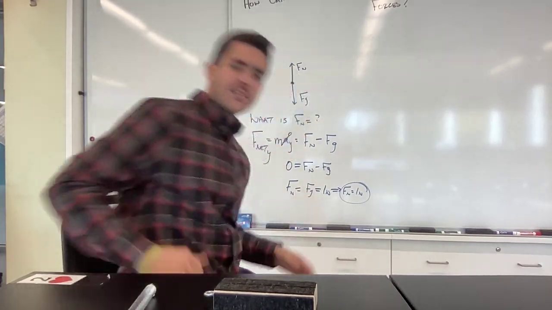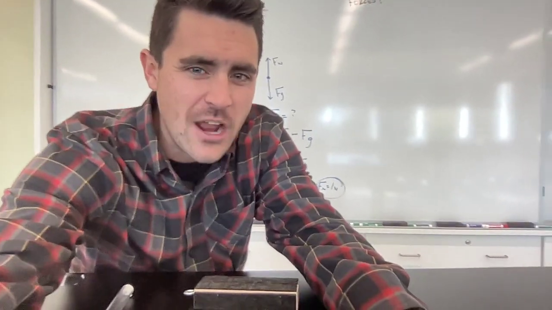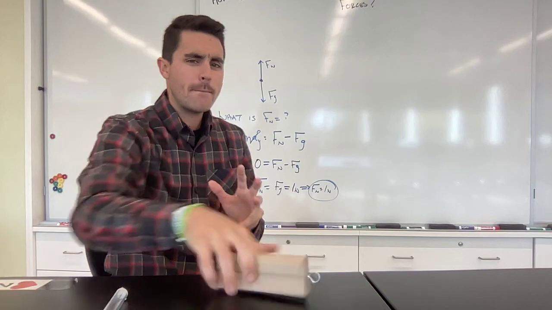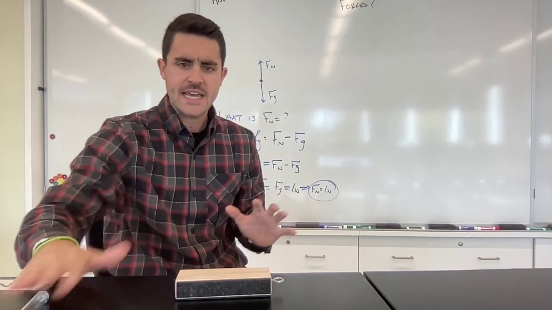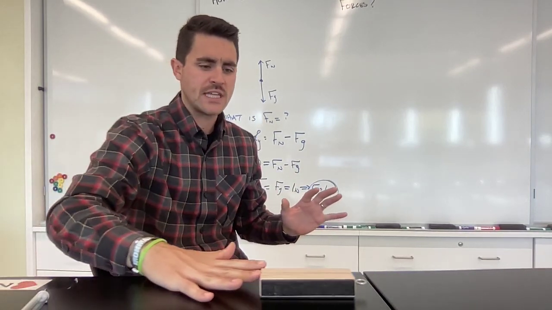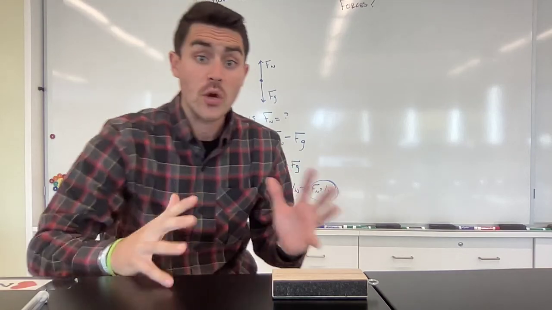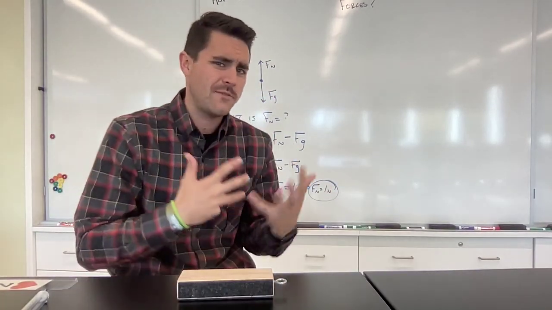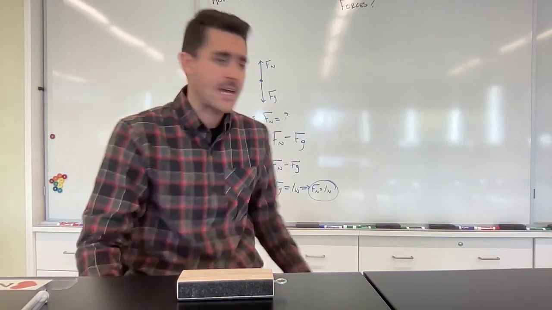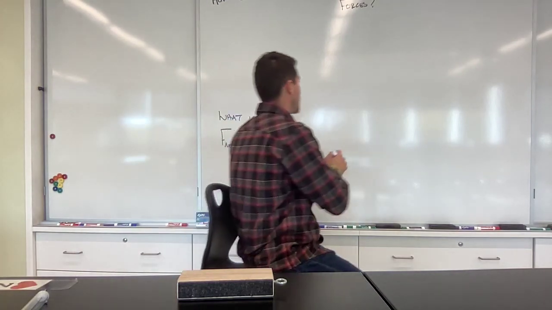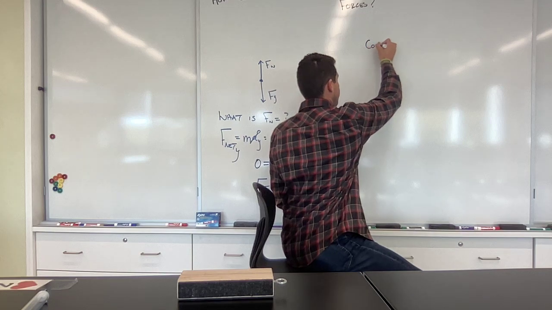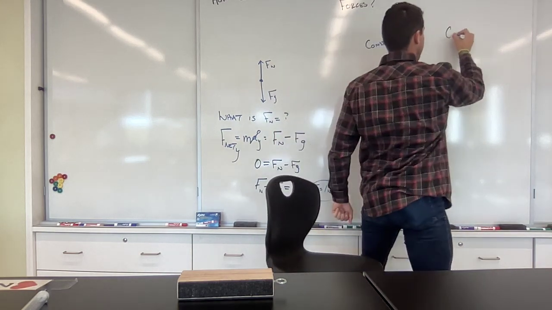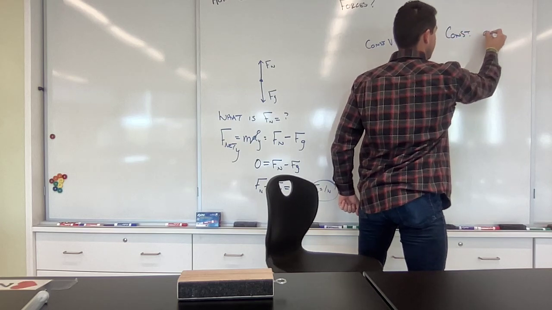So let's do this. Now, instead of just having this object resting on the table, what about pushing it across the table? If I push this thing across the table at a constant velocity, or even at an accelerating velocity, then what forces are present? Let's do two things here. Let's say at a constant velocity first, and then we'll do constant acceleration, okay?